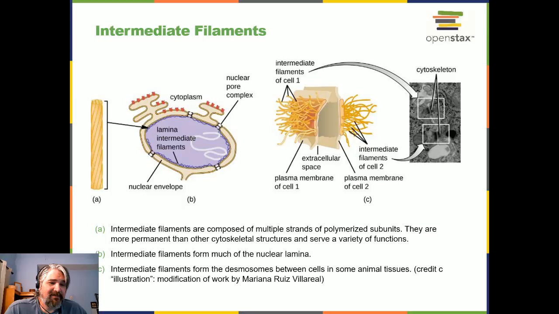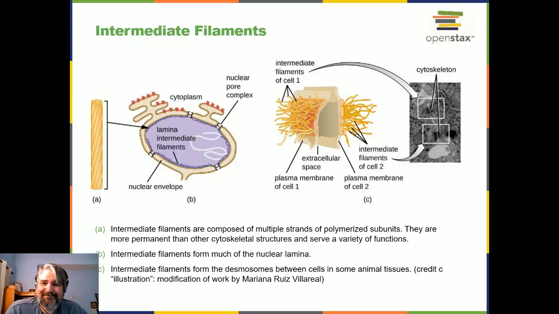This is the nuclear pore complex. There we go. Intermediate filaments along the inside. They also play a role in anchoring cells together. So keratin is an intermediate filament protein, and it is obviously in our hair, skin, and nails. It's a structural component thereof.